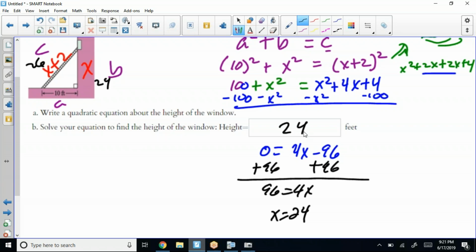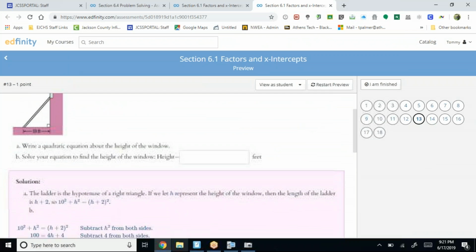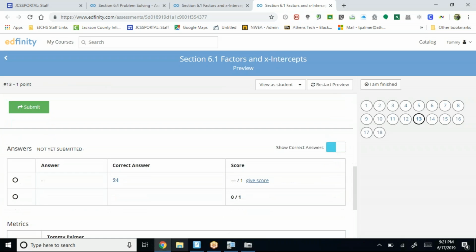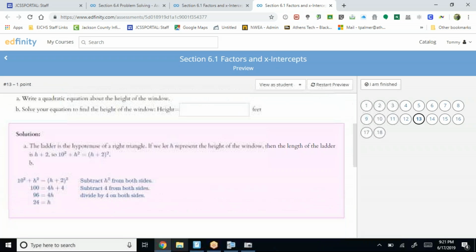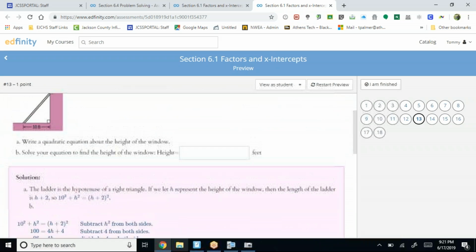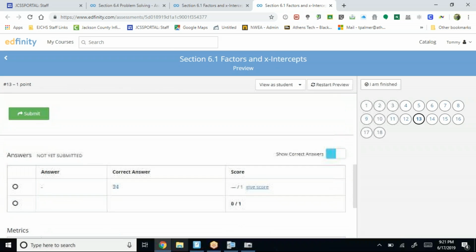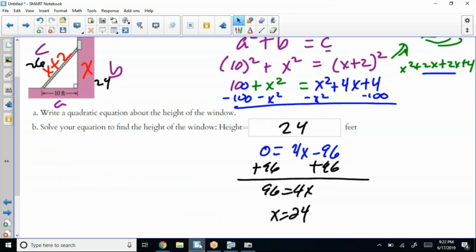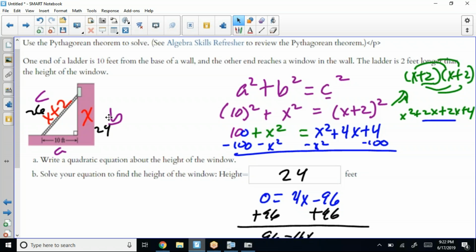Now, let's just figure out what they're wanting in terms of write a quadratic equation for the height. I'm thinking maybe they want, well, it simplifies down. So let's go see what they got. Or I wrote it, so yeah, that's all you had to do. 24. So they only gave you one known, but they gave you a relationship between the leg and the hypotenuse of a right triangle. And then I squared the 10, squared the x, and then squared the binomial. And then the x squares canceled out, left you with just a linear equation that solved to be 24.